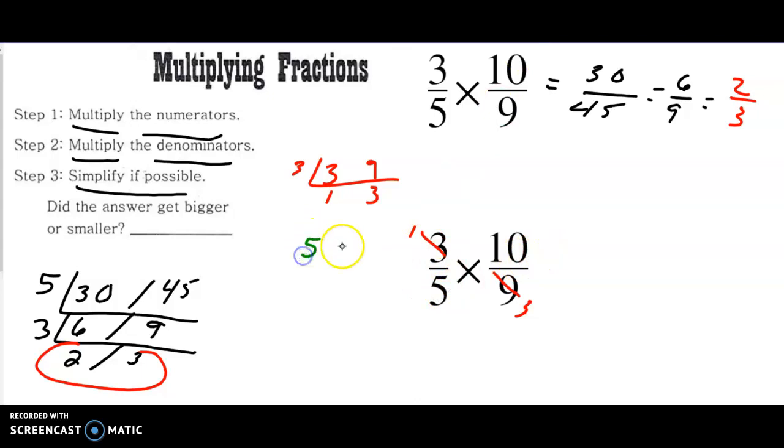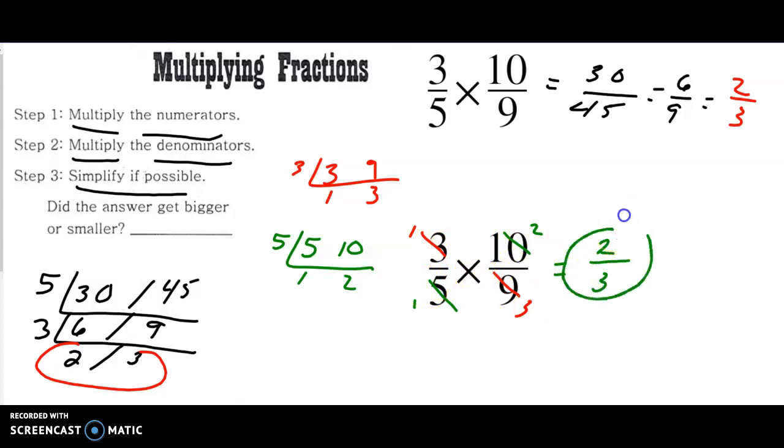Put it in a sled. 5 and 10. What factor can I pull out of 5 and 10? A 5. And I'm left with 1 and 2. So the 5 becomes a 1. The 10 becomes a 2, which gives me 1 times 2 is 2. 1 times 3 is 3. You get the same answer, but you're dealing with smaller numbers instead of bigger numbers, okay? So that is how you multiply fractions.